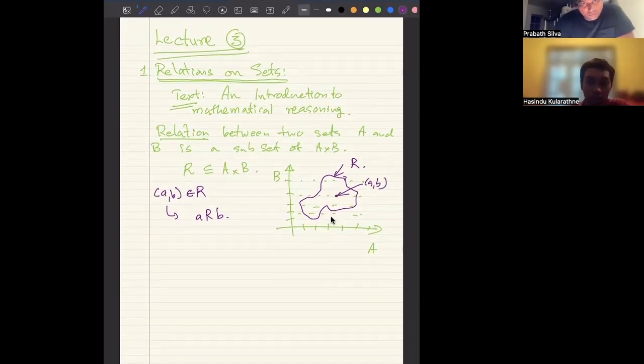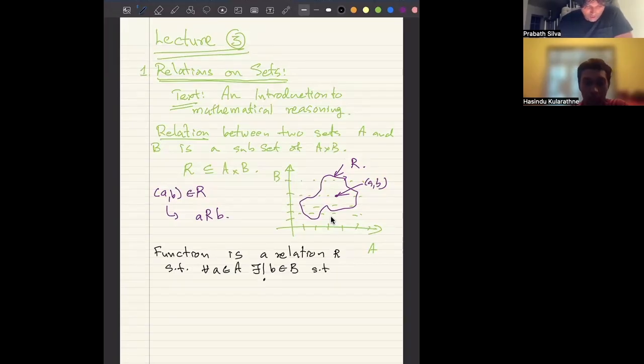Now, functions. A function is a relation R such that for every A in A, there exists a unique B in B such that A R B.